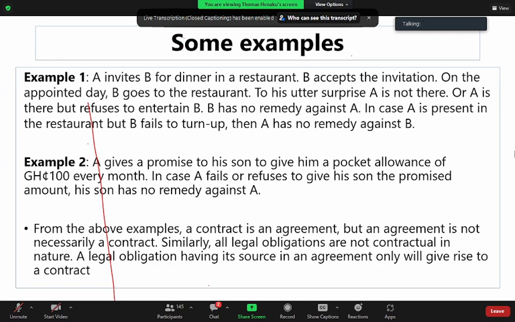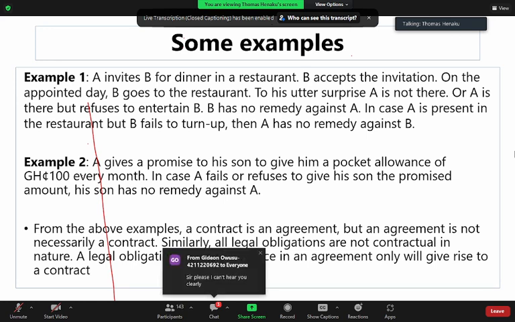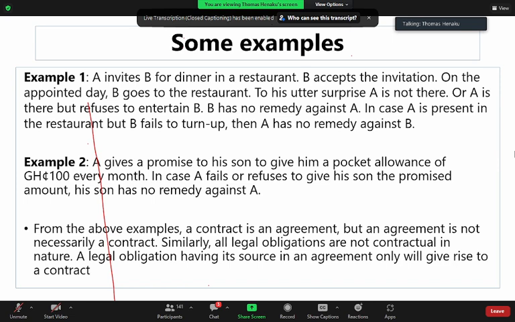Now, I make the point that from the above examples, a contract is an agreement, but an agreement is not necessarily a contract. Similarly, all legal obligations are not contractual in nature. A legal obligation having its source in an agreement only would give rise to a contract. I need you to understand that, because not all agreements are contracts, and we have seen that. The fact that there is a legal basis for something and I've not entered into a contract in any form does not mean that the law will catch up with me. So it is very important that we understand that concept.